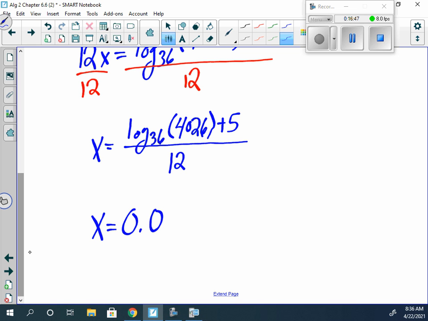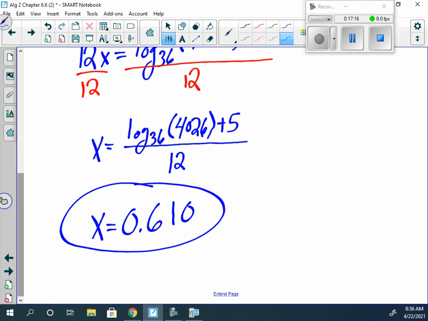0.60, 0.60, yeah. You look at the answer. Okay. Yep, 0.6096, or 0.610 if we rounded to 3 decimal places. This is 0.60969. But this here would be our answer.